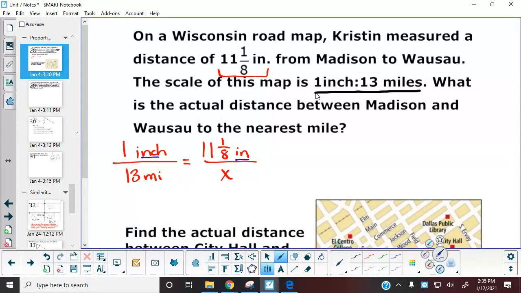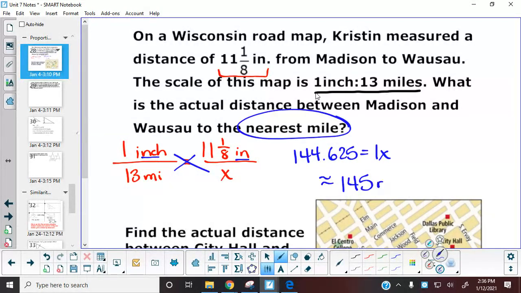And now we can just go ahead and cross multiply. So we've got 13 times 11 and 1/8. So let me type in 11 and 1/8 here. Just give me 1 second. Times 13, which gives us a value of approximately 144.625 equals, and then the other way is just 1x. So remember to make sure that we round if it asks us to, which it does. So to the nearest mile, it is approximately 145 miles. So we can use that label there at the end to go ahead and answer the question.